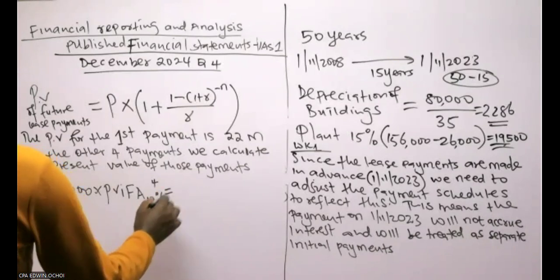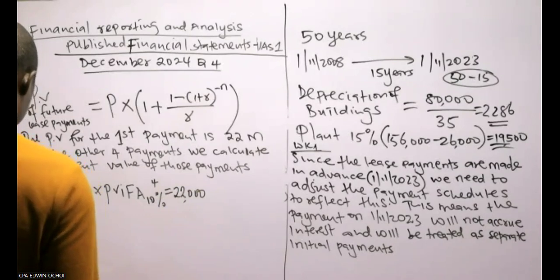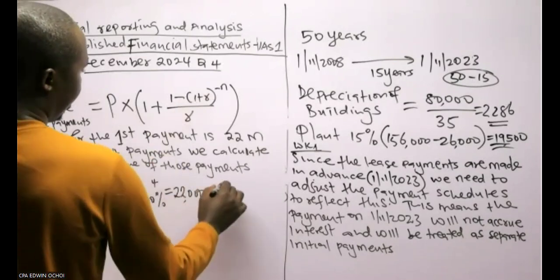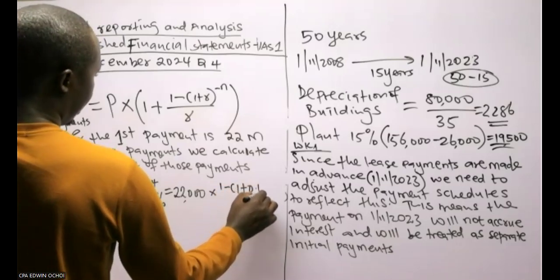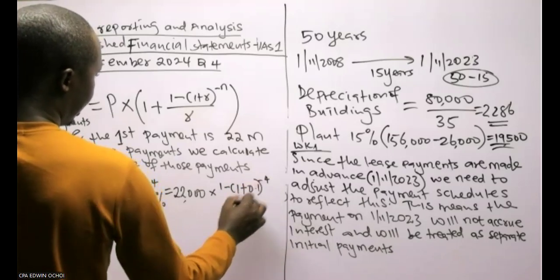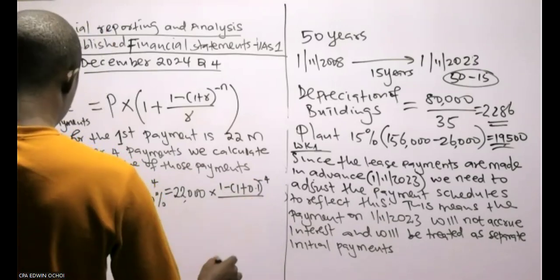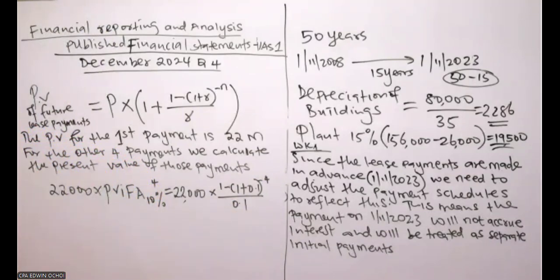So it equals 22,000, the initial payment, times 1, remember that I'm applying this formula, minus 1 plus R. R is 10%, which is 0.1, raised to the time, which is 4 years, the other 4 payments. Calculate the present values of those payments. Divide by what? You divide by 0.1. So doing that, what are you getting?